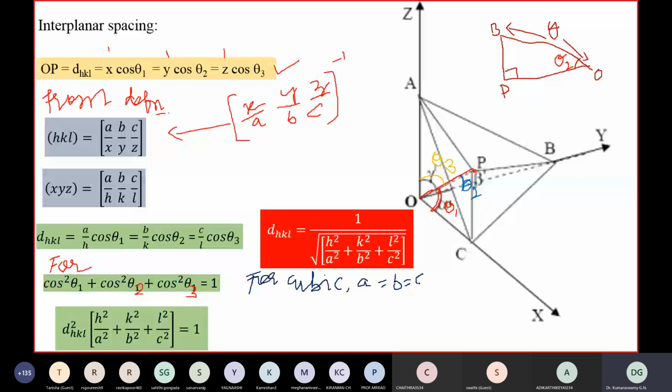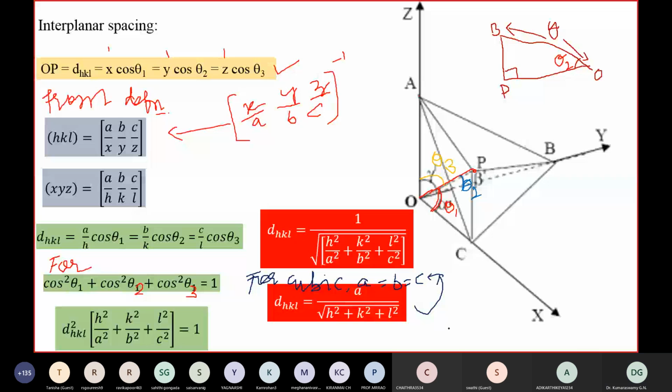If we put this condition here, this is further reduced to DHKL is equal to A by root of h square plus k square plus l square. So this is the equation for cubic crystal. This final equation is for cubic crystal. If it is not cubic, then you will have to use the previous one.